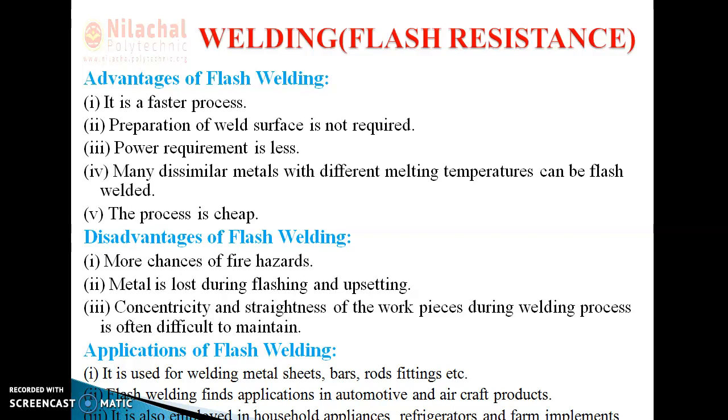Then the last one, the application of the flush joint: it is used for welding metal sheets and bars. That means it is the same as butt welding. Particularly for some household appliances, refrigerators, and farm equipment, we use the flash welding process, mostly in automotive and aircraft products.